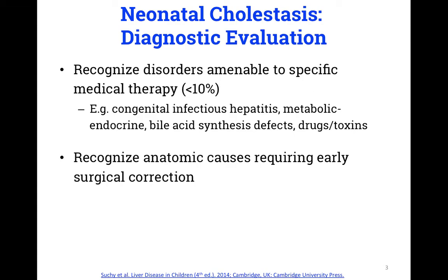And finally, as we mentioned, a lot of these underlying disorders, even if they don't have a specific therapy associated with them, can be associated with extrahepatic manifestations for which treatment can be provided, or increased surveillance can be done to prevent morbidity and mortality from these underlying issues.